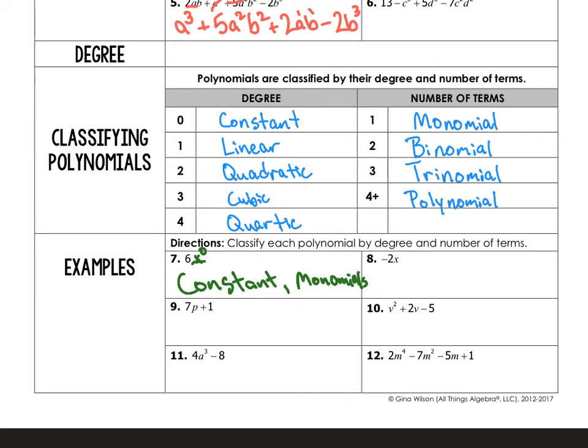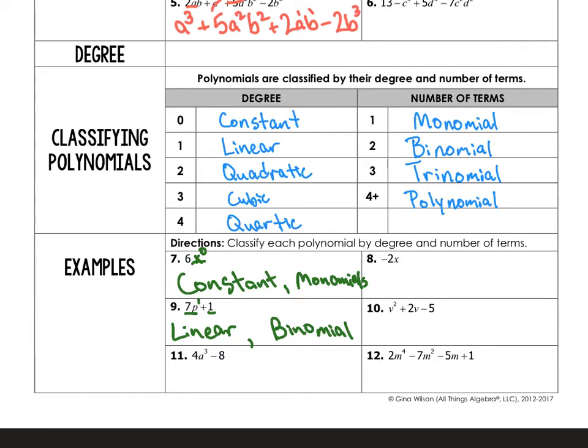As we look at number 9, I want to point this out again. This is 7p. Well, what's the exponent on the p? The exponent is just 1. So in this particular case, this is a linear expression. Right? That's what the exponent on the p tells us. Now, how many terms are there? There's the 7p and the 1, so there's just 2. That makes this what's called a binomial. Just really using this classification to help us fit things together.